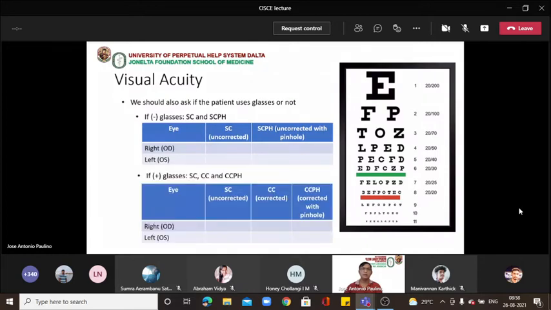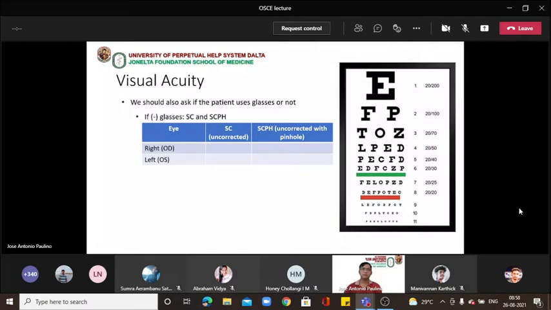However, if the patient wears eyeglasses, we will have to get the vision uncorrected, which is SC, CC, which means with correction or with the patient's eyeglasses, and CCPH, which is the corrected vision with the glasses and a pinhole over it. Because it is very possible that if you put the pinhole over the eyeglasses, it may still improve the vision. So that's how we do it.